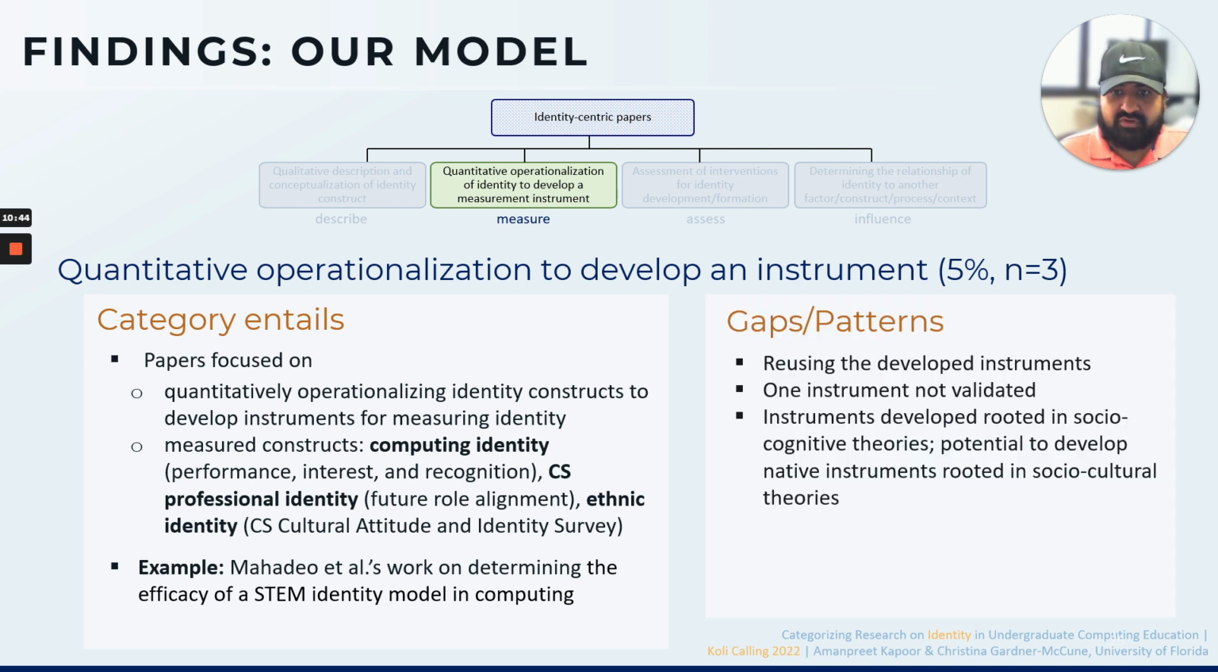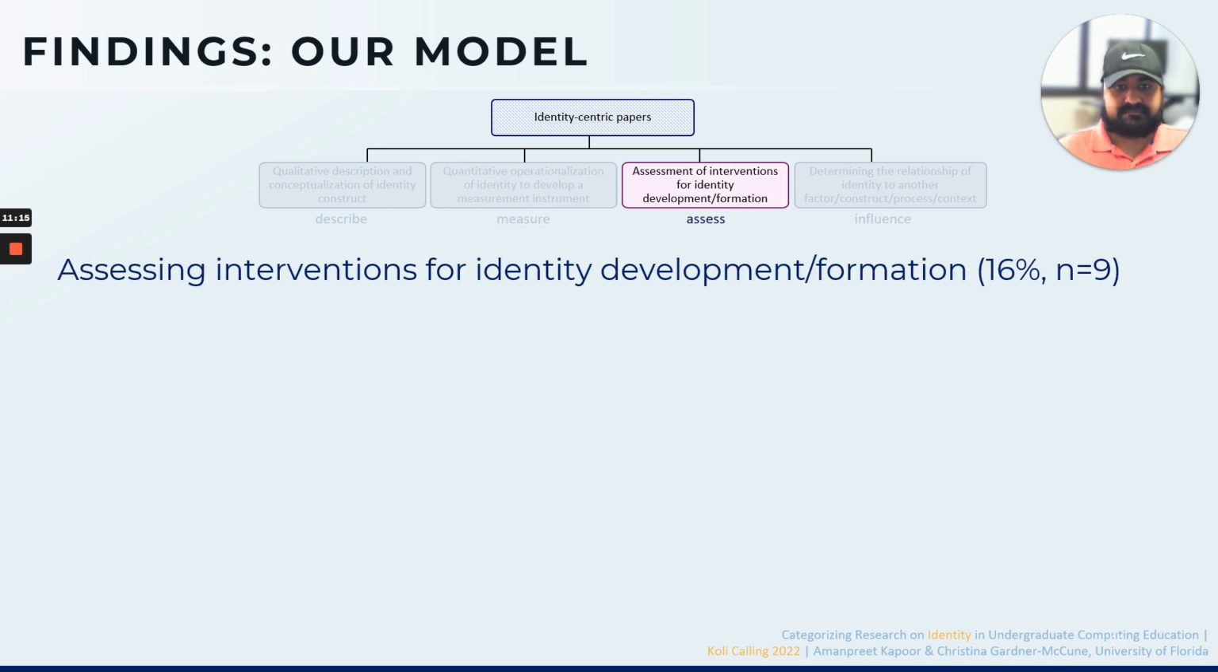Some of the gaps we observed in this category was there were no papers yet that reuse these instruments, and we would recommend more papers in the future reuse them. One of the instruments was not validated, and the instruments developed so far were rooted in socio-cognitive theories, although there's a lot of work that has been done using socio-cultural theories. So in the future, more instruments can be developed that are focusing on the socio-cultural side as well.